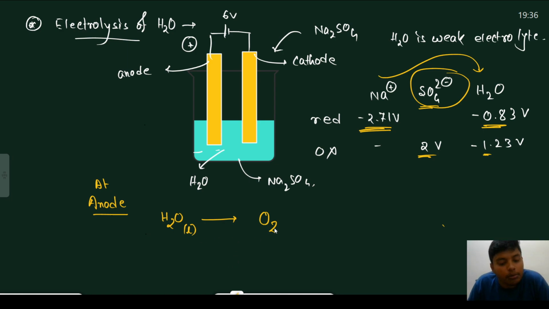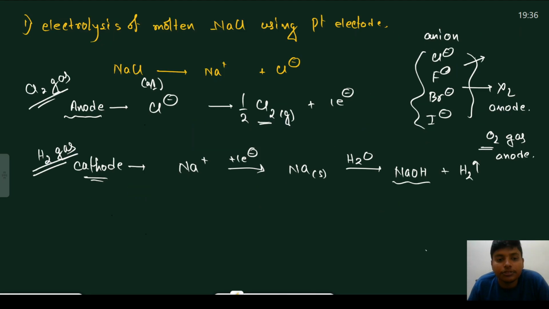So from water, liquid, we will get O2, plus H plus ions, and electrons. Now if you balance, it will be 2H2O giving O2, plus 4H plus and 4 electrons. Clear or not? So at the anode side, oxygen gas will form. In this, which gas is formed?